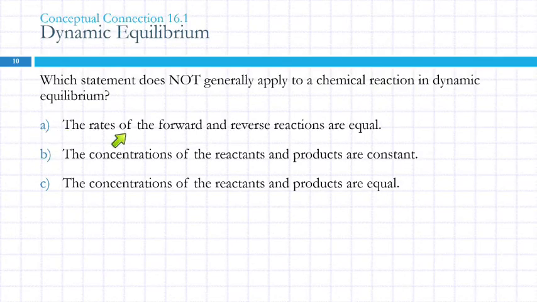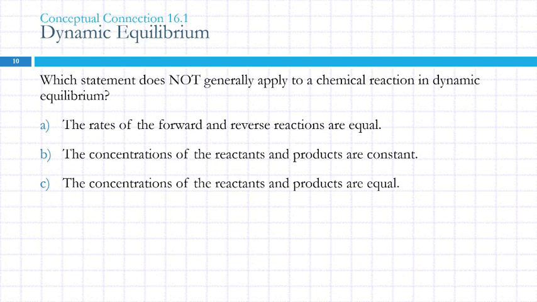A, the rates of the forward and reverse reactions are equal. B, the concentrations of the reactants and products are constant. C, the concentrations of the reactants and products are equal. We're looking for the one that's not true.